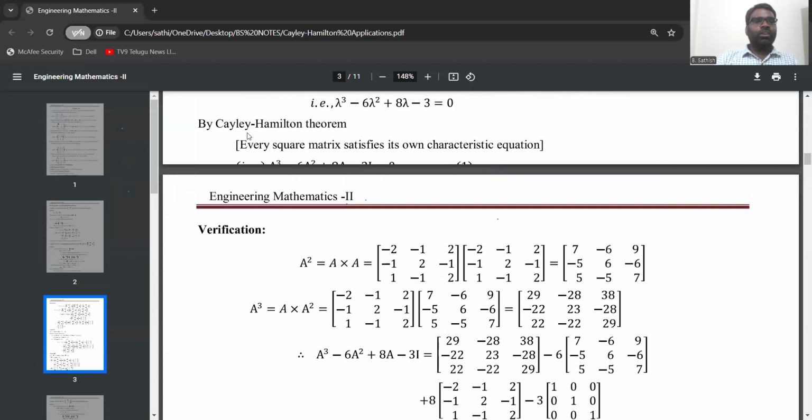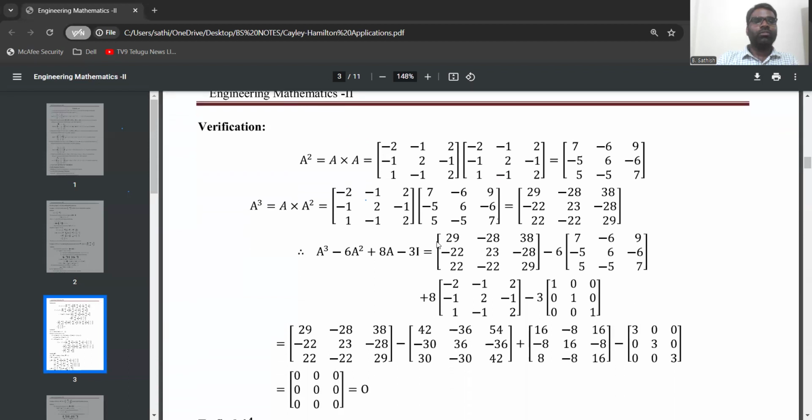So now by Cayley-Hamilton theorem, every square matrix satisfies its own characteristic equation. Again, we verify that. Here the equation is A cubed minus 6A squared plus 8A minus 3I equals, we should get the 0 matrix. So we require A cubed, the higher powers. That is the reason we are multiplying A into A, that is A squared, again multiplying the given matrix.